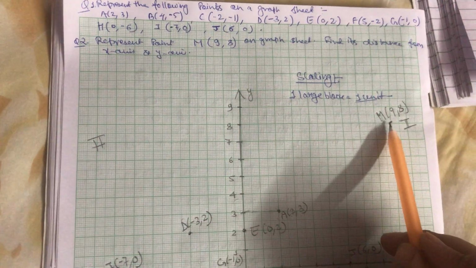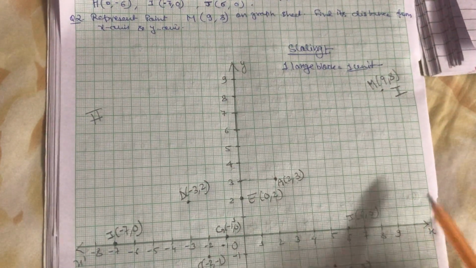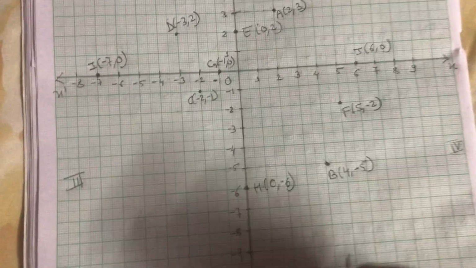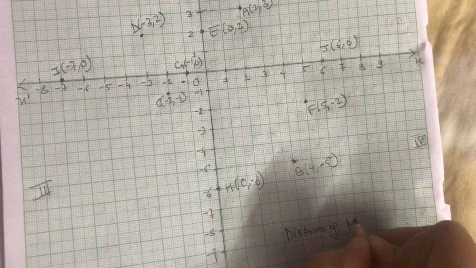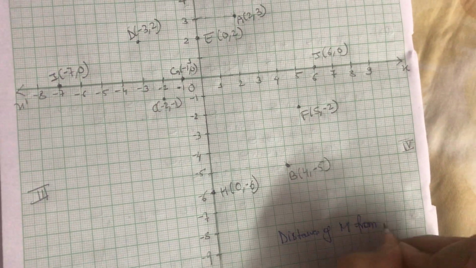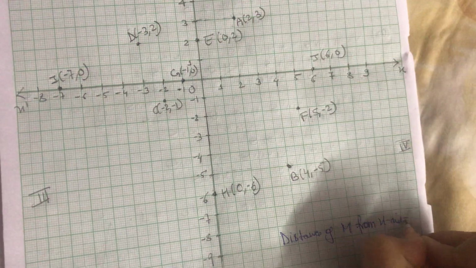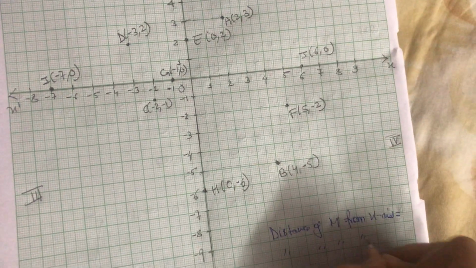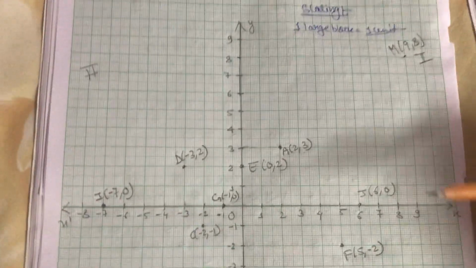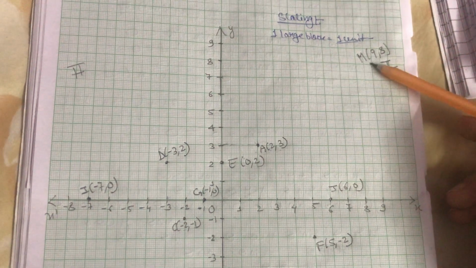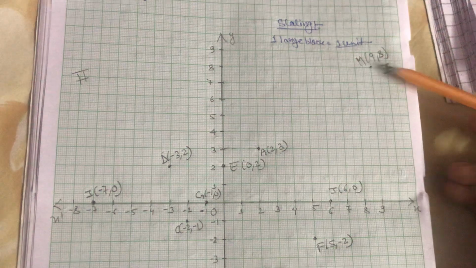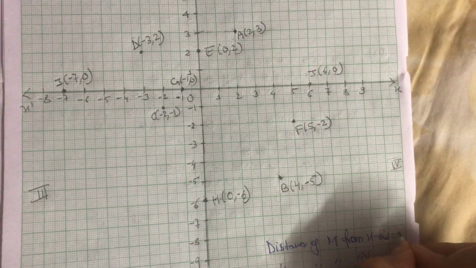Now what is the distance of point M from the x-axis? From the x-axis it is 8 units. So here anywhere you can write distance of M from x-axis equals, and distance of M from y-axis equals how many units? From the x-axis, the distance of point M will be how much? 8 blocks I need to cover to go there. So it is 8 units, which is my y coordinate.